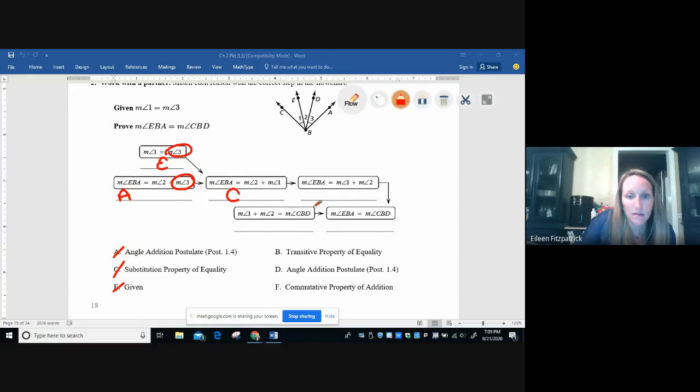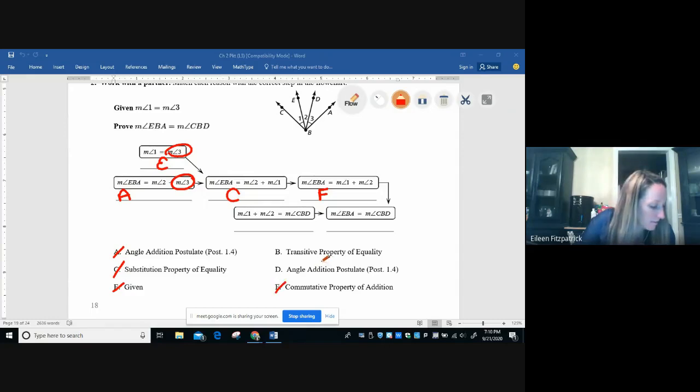Okay. All right, then from there, all that changed, if you look from this equation to this one, they just flip-flop the 1 and the 2, right? They didn't really do much of anything else. So that would be F, that's a commutative property.